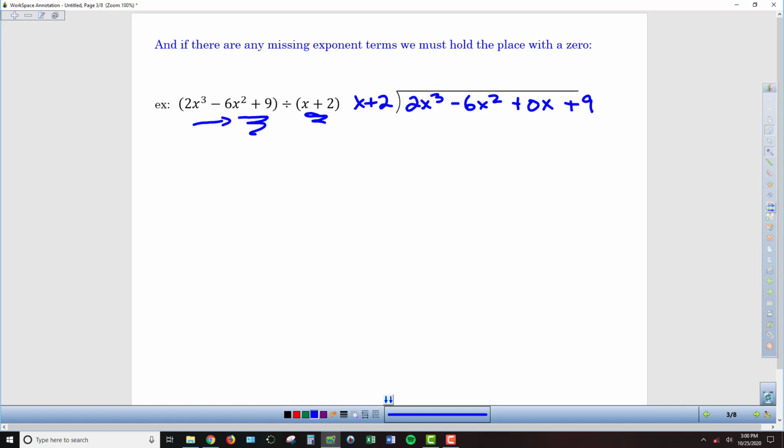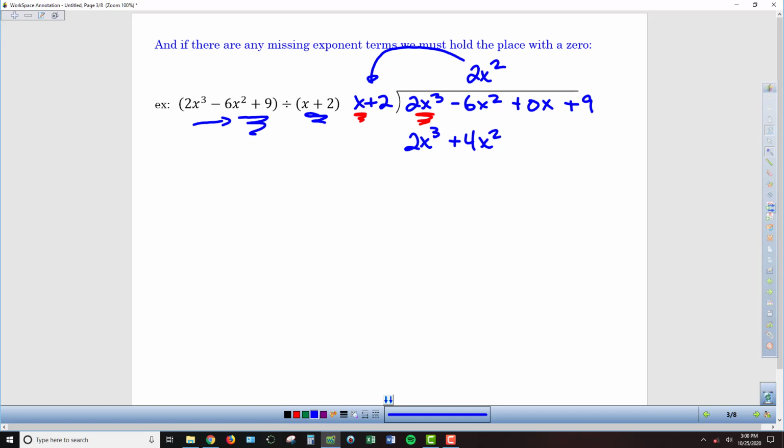So I start with my division step. So x times what equals 2x cubed? So hopefully we see that is going to be 2x squared. So now I'm going to do that multiplication. So it's a little distributive property. 2x squared times x is indeed 2x cubed. We've got the match that we should have gotten. And now 2x squared times 2 gives us 4x squared.